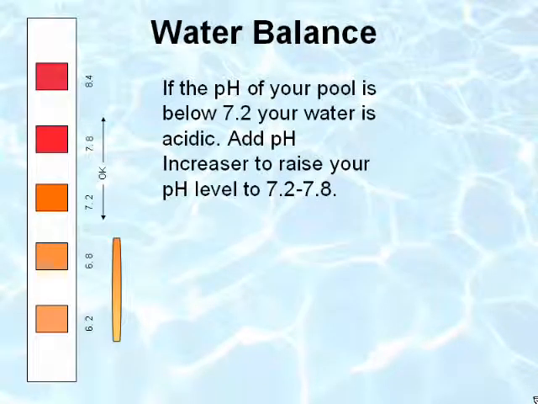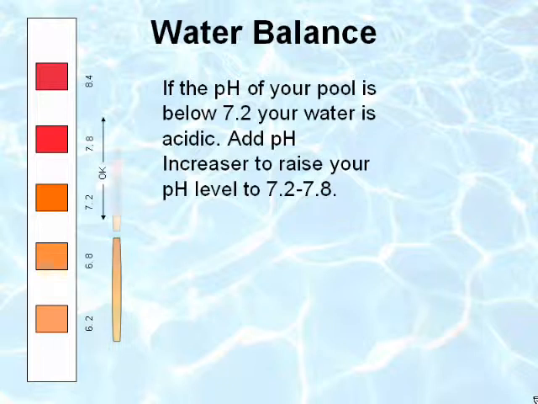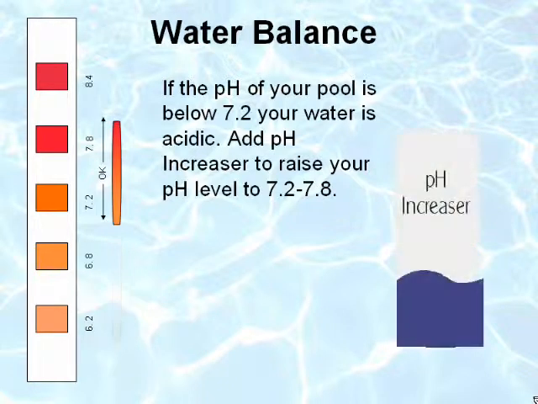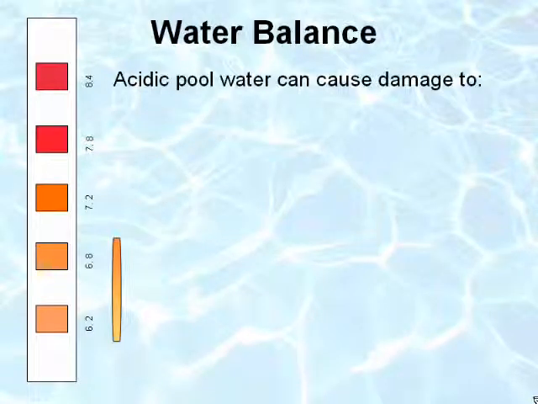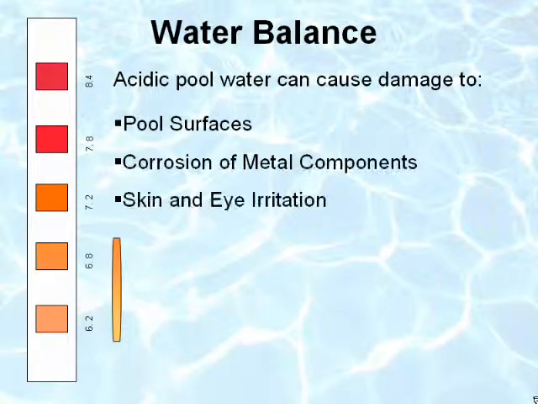If the pH of your pool is below 7.2, your water is acidic. Add pH increaser to raise your pH level to 7.2 to 7.8. Acidic pool water can cause damage to pool surfaces, corrosion of metal components, and skin and eye irritation.